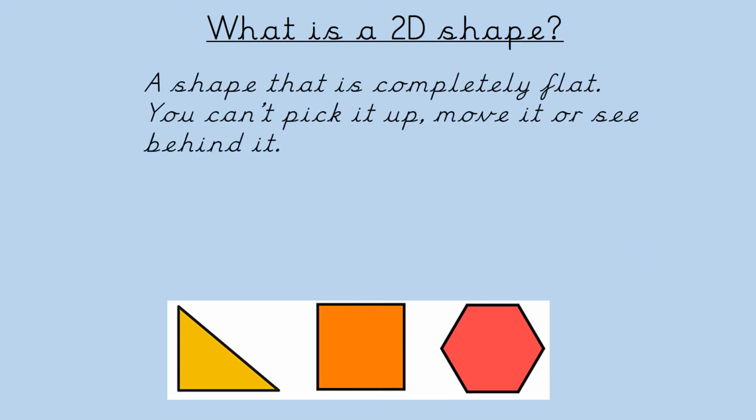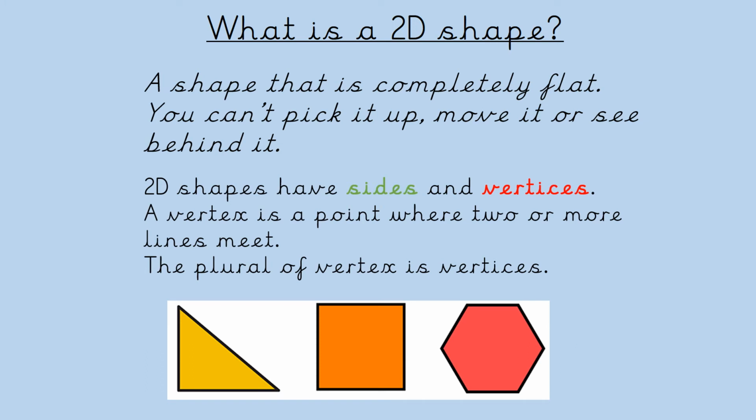Well, a 2D shape is a shape that is completely flat. You can't pick it up, you can't move it, you can't see behind it. So for example, the shapes that are on your computer screen right now are 2D shapes. You cannot pick them up, they're completely flat, you can't move them, and you can't see behind them.